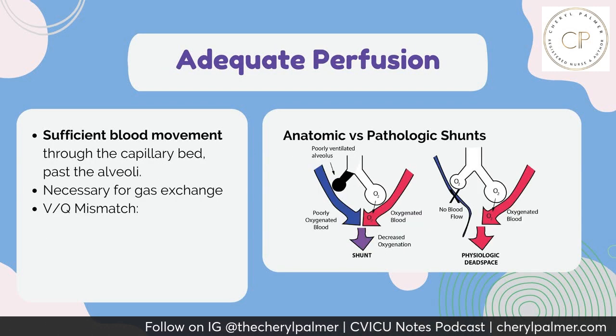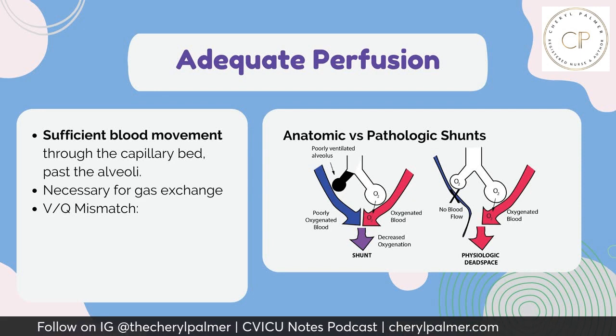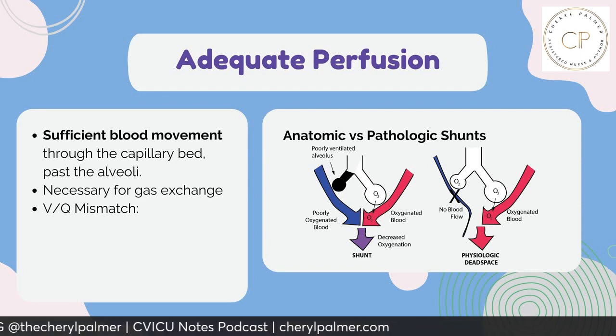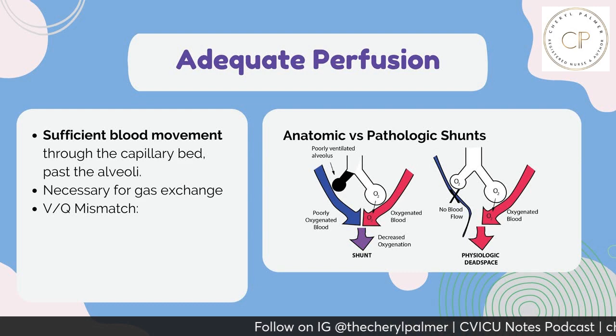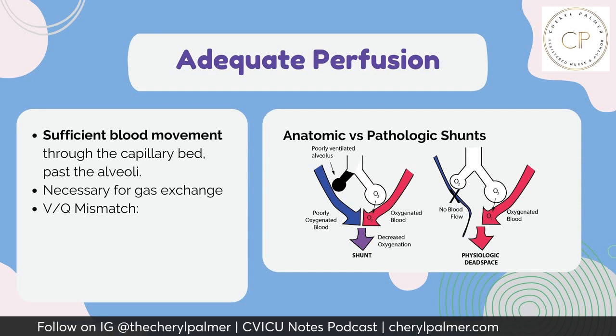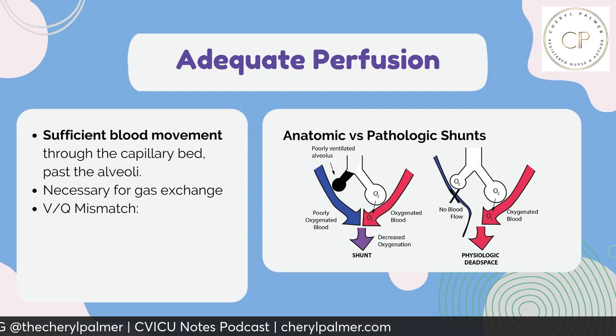Adequate perfusion is sufficient blood movement through the capillary bed past the alveoli, necessary for gas exchange, and the VQ mismatch here in the picture on the right. Anatomic versus pathologic shunts are shown.